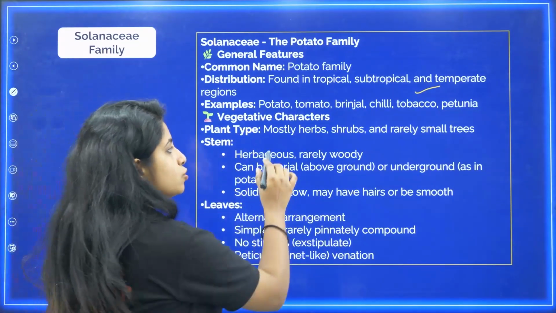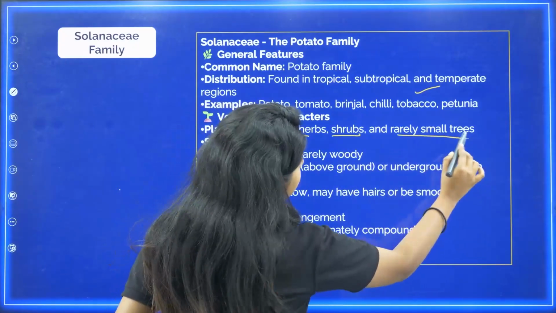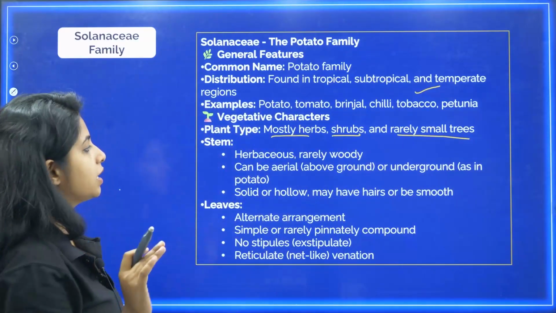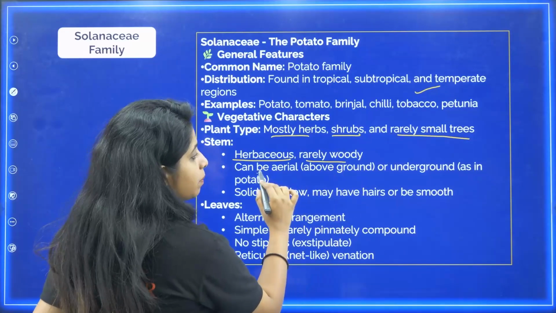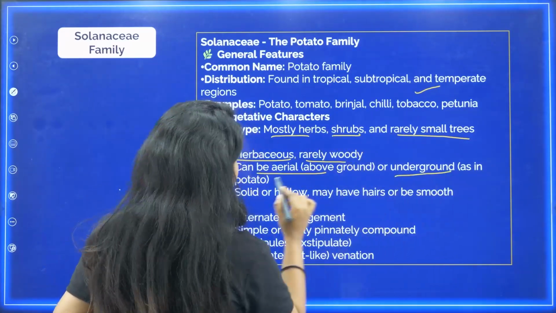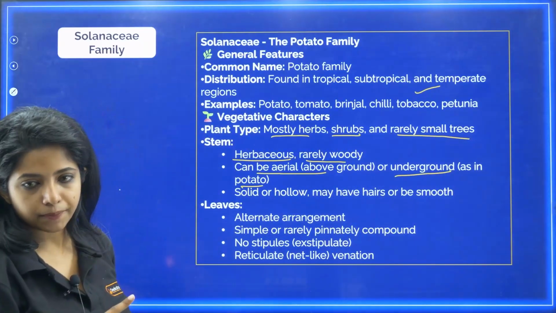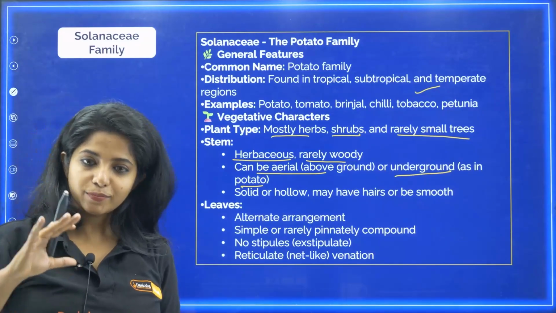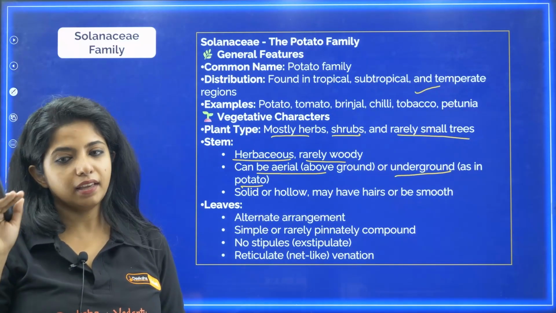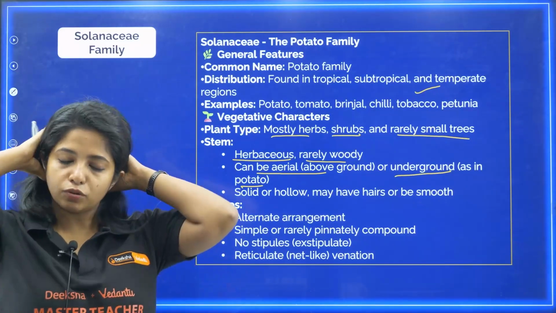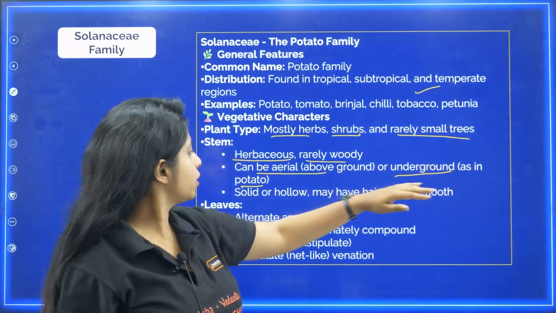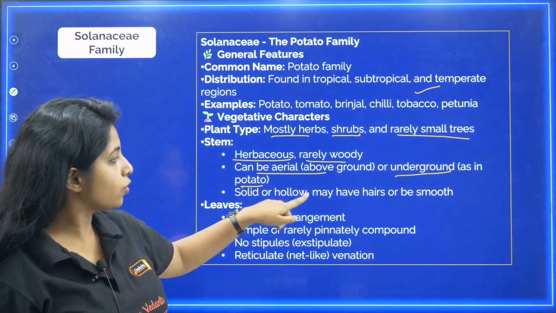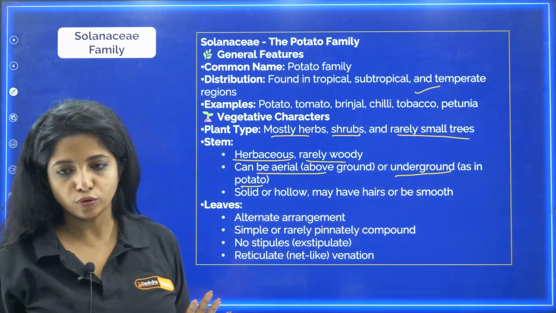So plant type, it is mostly herbs, but it can be shrubs and very rarely it can be small trees. Stem is usually herbaceous, rarely woody, can be aerial, that is above the ground, or underground, as in the case of potato. And it is solid or hollow, may have hairs or may be smooth.